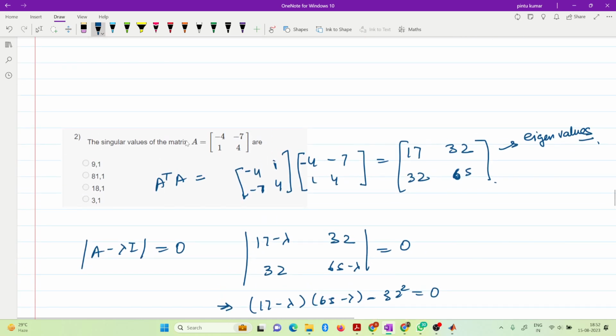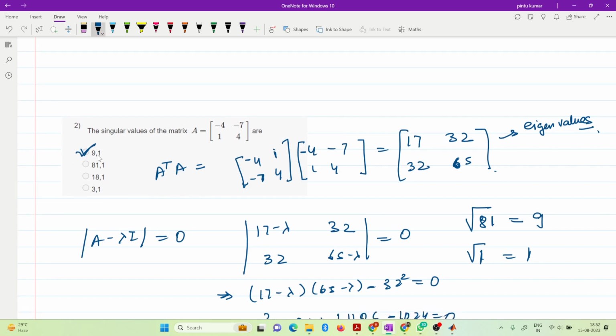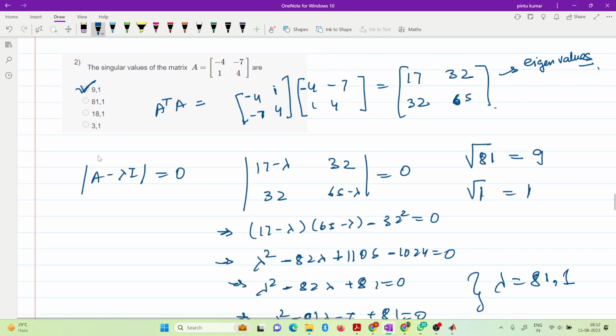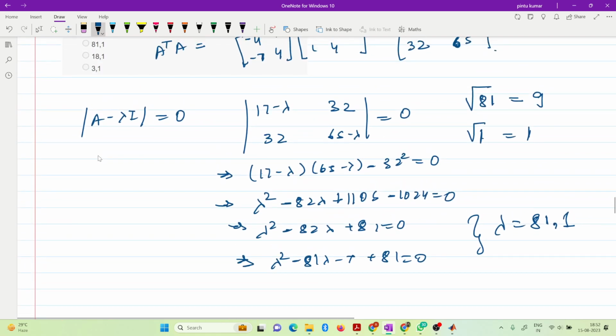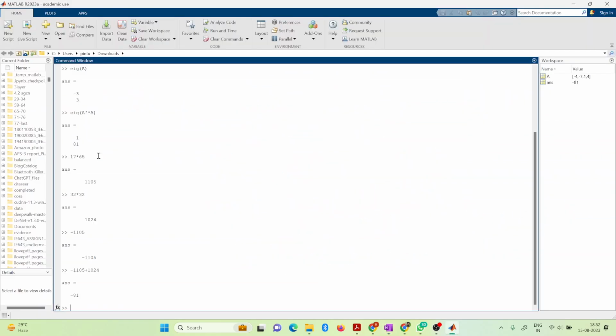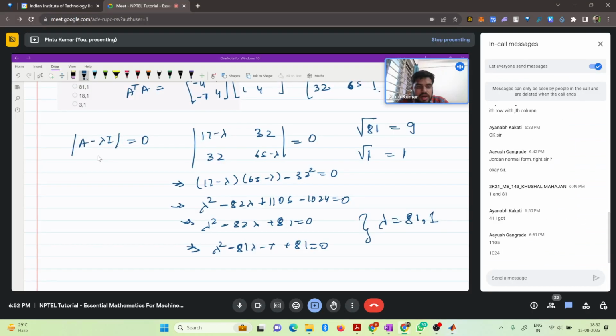So when you got your lambdas to be 81 and 1, what are its singular values? Singular values are the square roots of these lambdas. So what is the square root of 81? This is 9, and the square root of 1 is 1. So this option is the correct option. This is how you calculate a singular value. Any doubt in this? Whoever was getting 41, were you able to get 81?